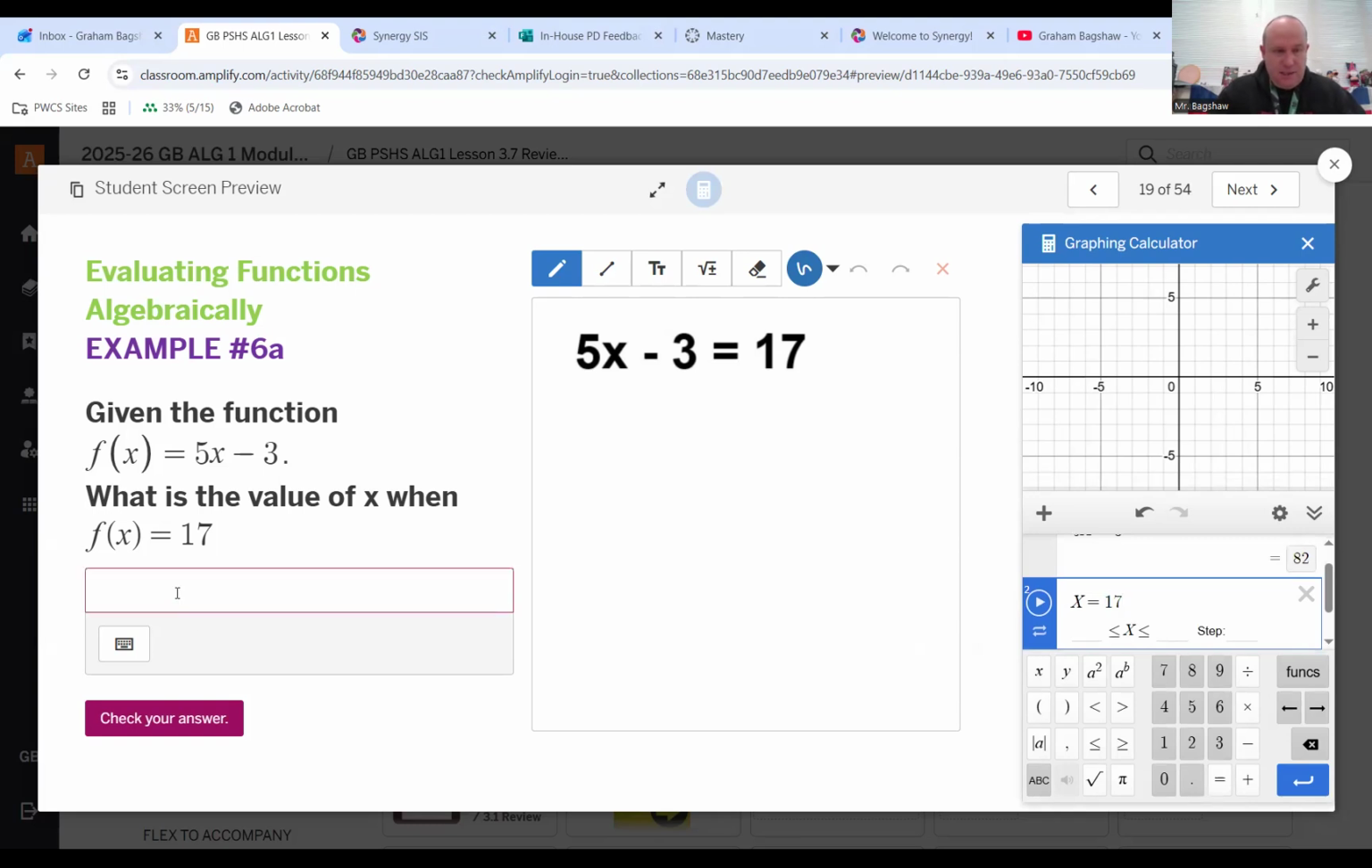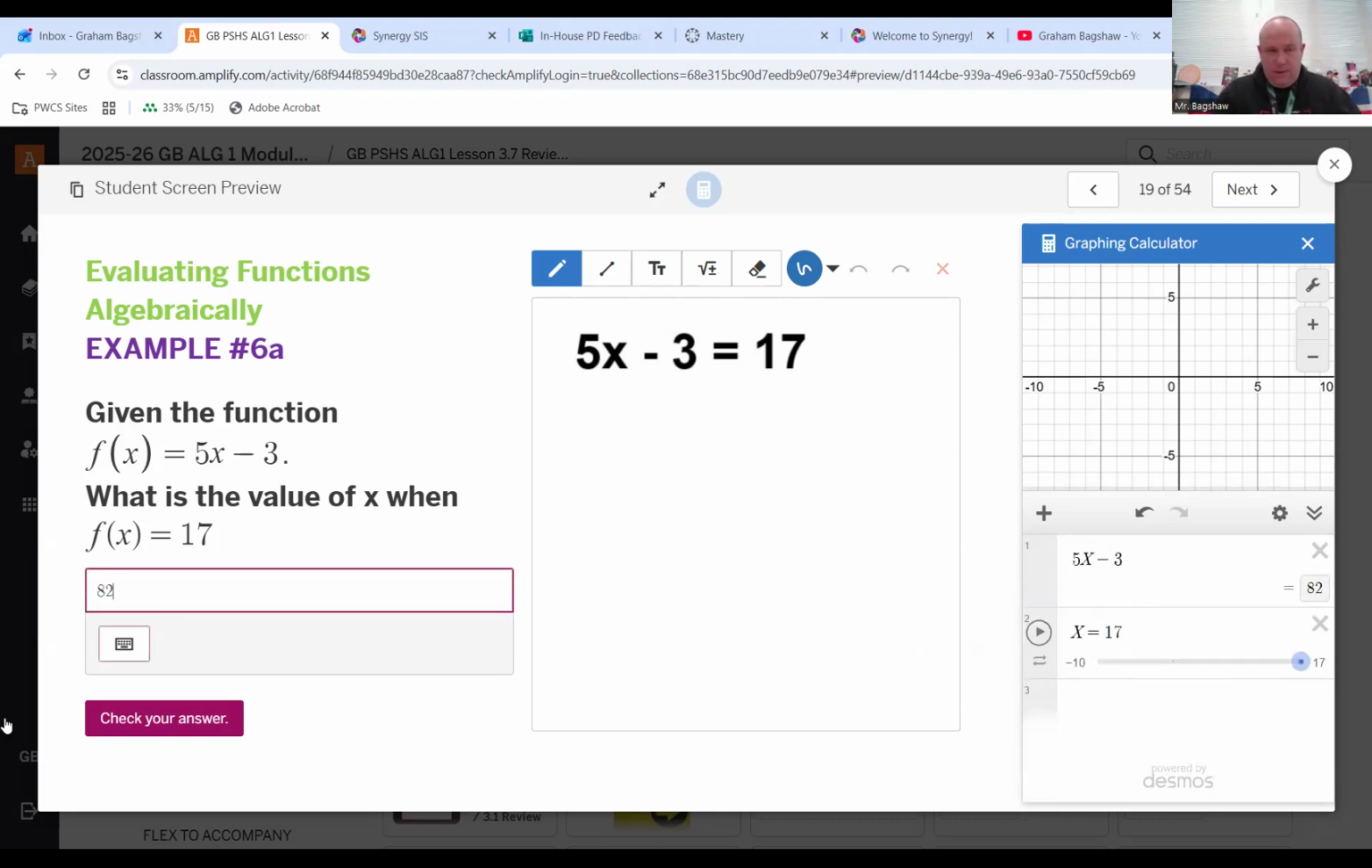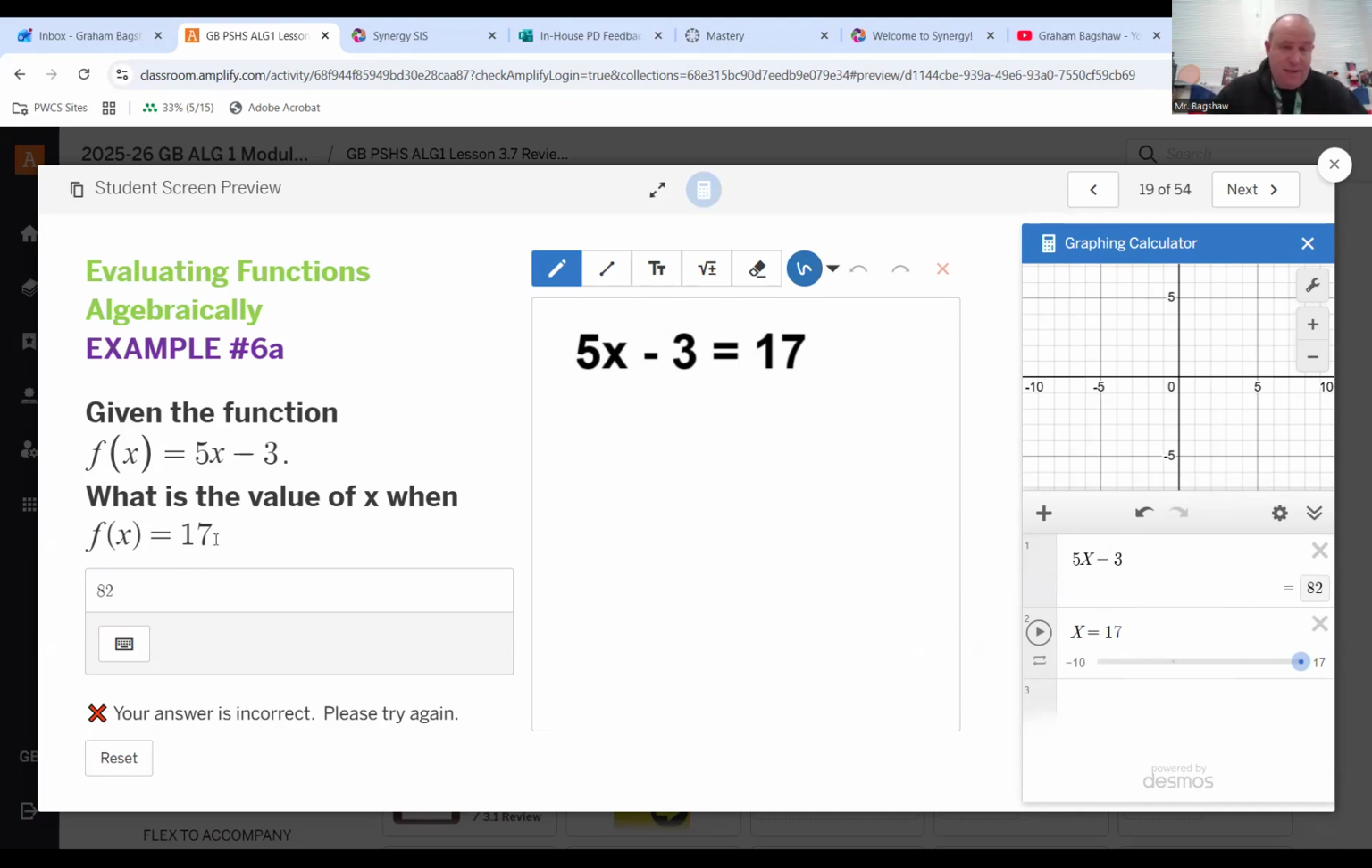The answer is 82, but this is the wrong way of doing this question, and it should say wrong as well. So the reason this is wrong is, notice the 17 is not in parentheses, so that's not the x value this time. In fact, the question even says, what is the value of x? So we're trying to figure out, basically, what number can I set this slider to so I get an answer of 17?